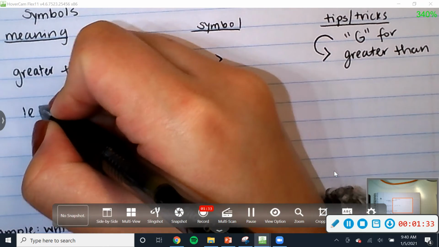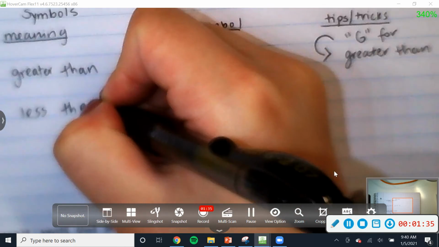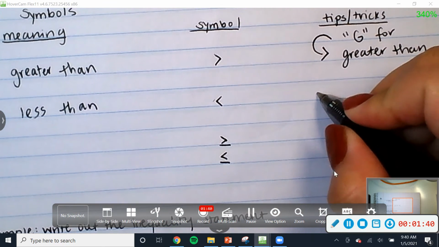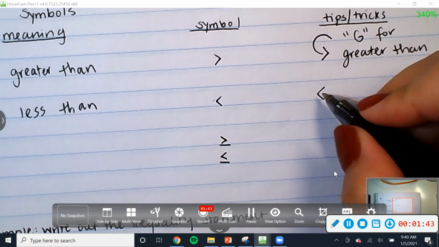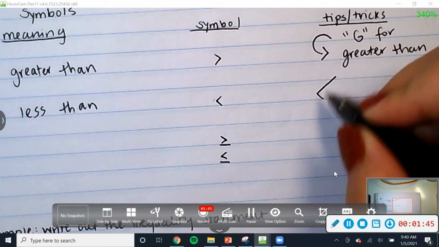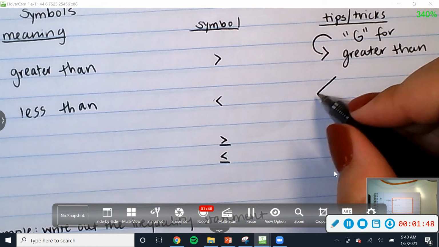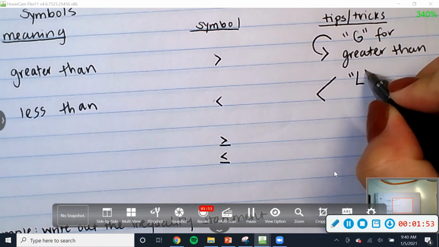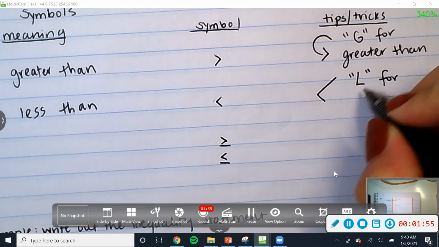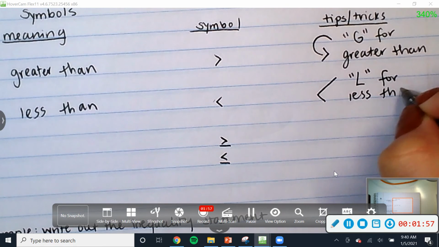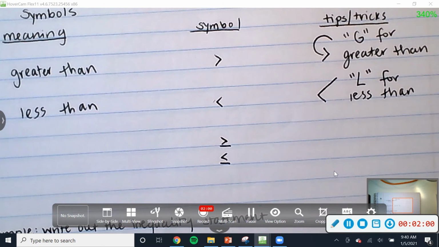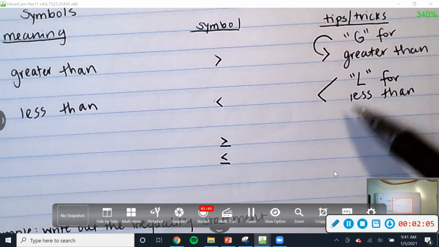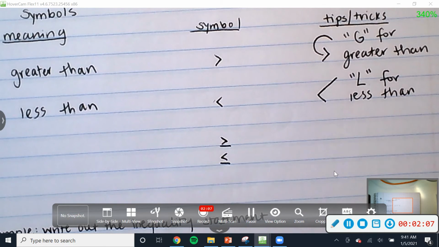The other symbol, by process of elimination, is the opposite. It means less than. So if we look at the direction that this is pointing, the way that I like to remember this one is if you extend one side of it, this forms an L. This is like an uppercase L. So this capital L stands for less than. So these are two ways that I like to remember which is which. If you can form a G, it's greater. If you can form the L, it is less than. So these are our two symbols.